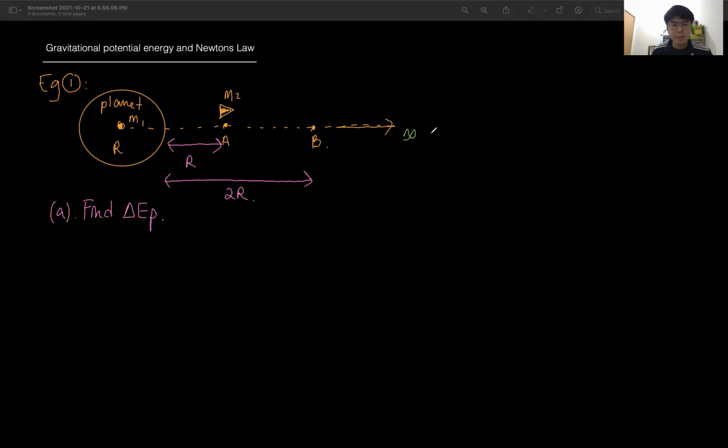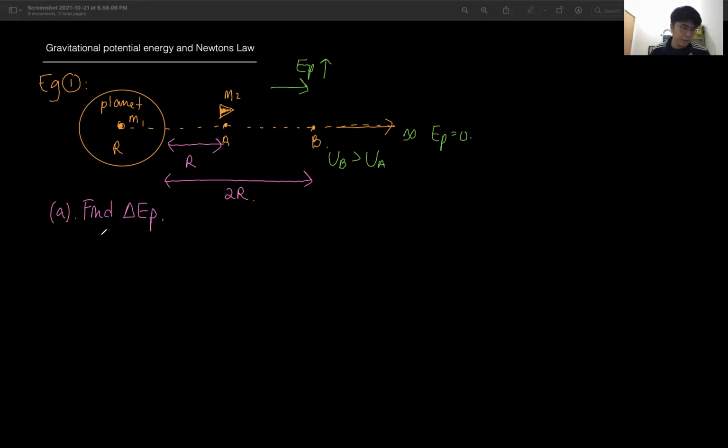At infinity, what happened to the EP? 0. And going to infinity, what happened to the EP? Increasing. Okay, we do know this thing. That means the potential energy at B is greater than potential energy at A, right? Because we're going from A to B, increasing. We want to calculate the change when the spacecraft goes from A to B.